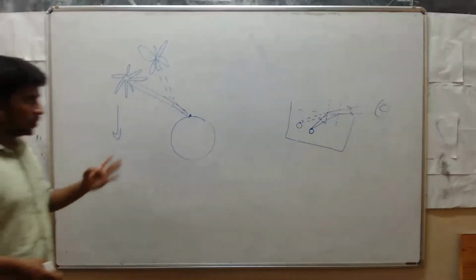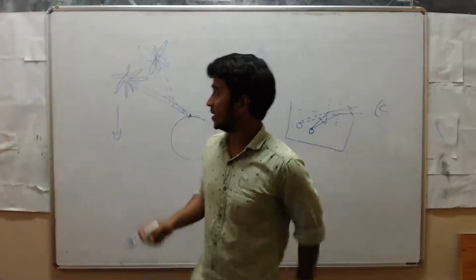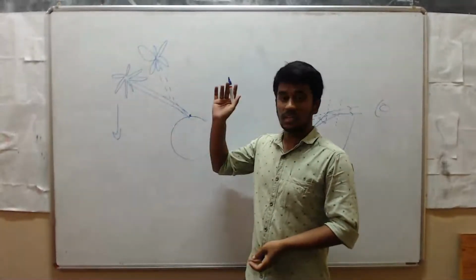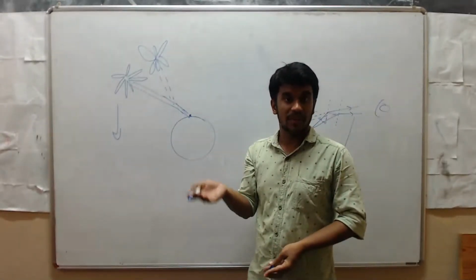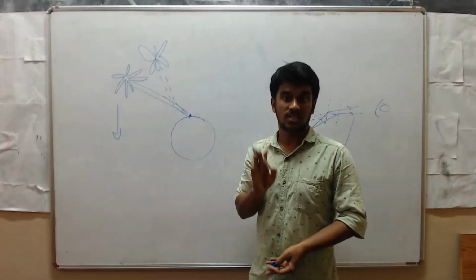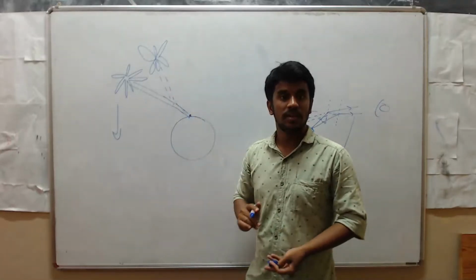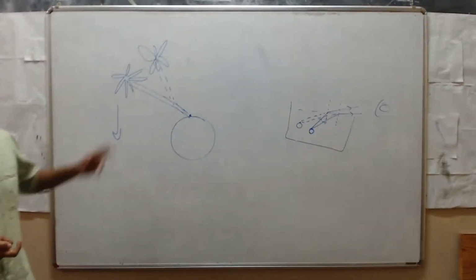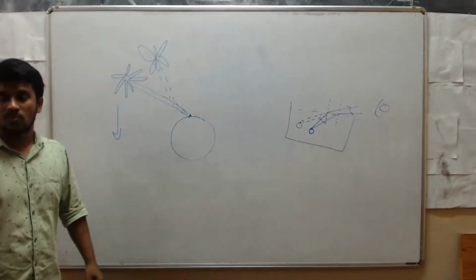Suppose at night you are observing one star. What you are observing at night time is not the actual position of the star. It is the apparent position of the star. Next, let's move to why these stars twinkle.